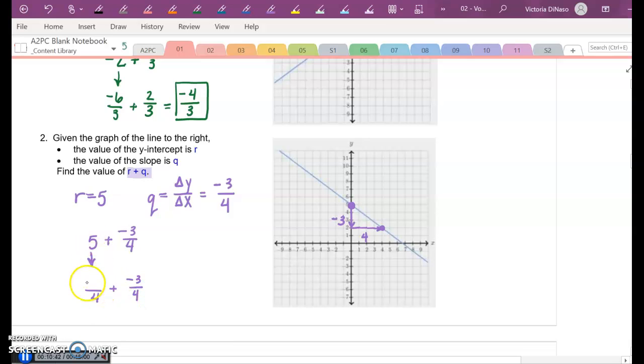So we can do 4 times 5 to get 20. And then 20 divided by 4 is 5, so we know that we did it correct. So we have 20 plus negative 3, which is 20 minus 3, which gives us 17 over 4.